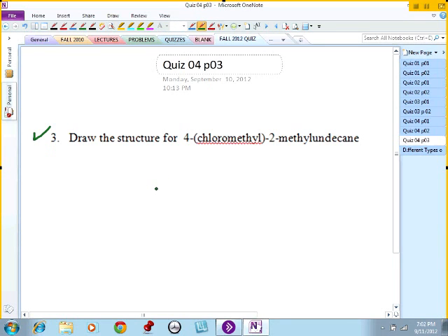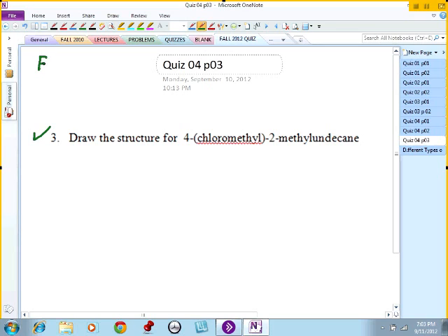Draw the structure of 4-chloromethyl, 2-methyl alkane. Very good. Okay, what they want us to do here is to draw the structure of 4-chloromethyl, 2-methyl alkane. Now, before we do that, let me let you know that as we go along, even though we are dealing with the chemistry of alkanes, we are also going to be using some other substituents.